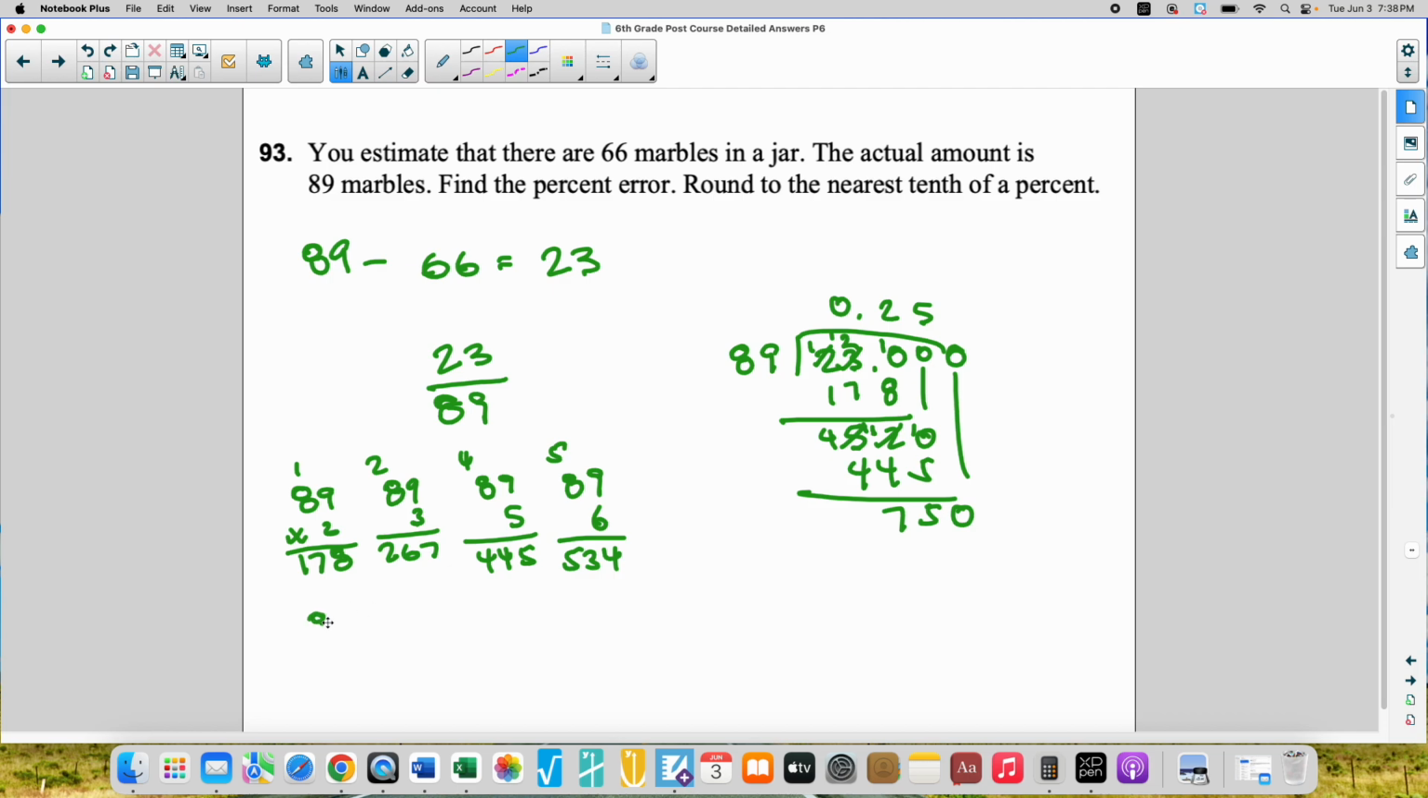750. So let's do 89 times, well, let's do 7, right? 7 times 9 is 63. 7 times 8 is 56. 62. 89 times 8, 72. 64. 71. Whoa. Okay. Yeah, definitely 8. Okay. 712. 712, right? 72, 64, 7, yeah.